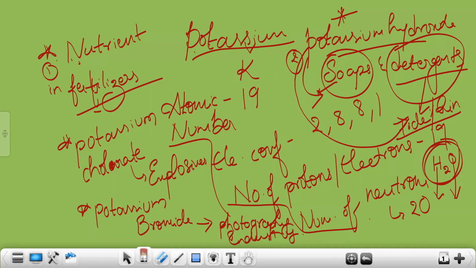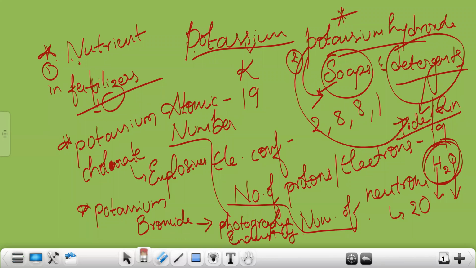What is used in the photography industry? Potassium bromide. What is used in soaps and detergents? Potassium hydroxide. What is used in explosives? Potassium chlorate. What is used in the photography industry?